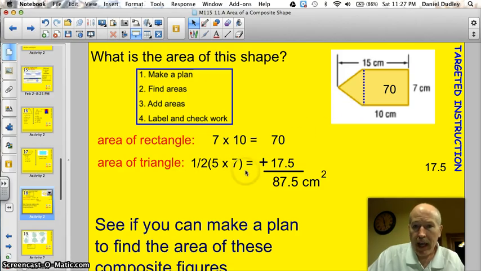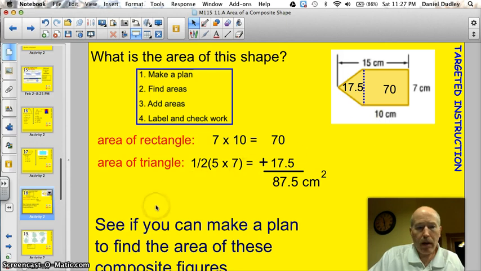Then I find the area of the triangle. That's going to be 1/2 the base times the height. Well, if this entire thing here is 15 and this is 10, the height has to be 5 and the base is 7. So I put 5 times 7 in there. And of course that's 35, and 1/2 of 35 is 17.5. That's how I got 17.5. You could do that on a calculator. This is certainly a calculator target. Add those two together and we have 87.5 centimeters squared. All right, I made a plan, I added my areas together, and I checked my work.